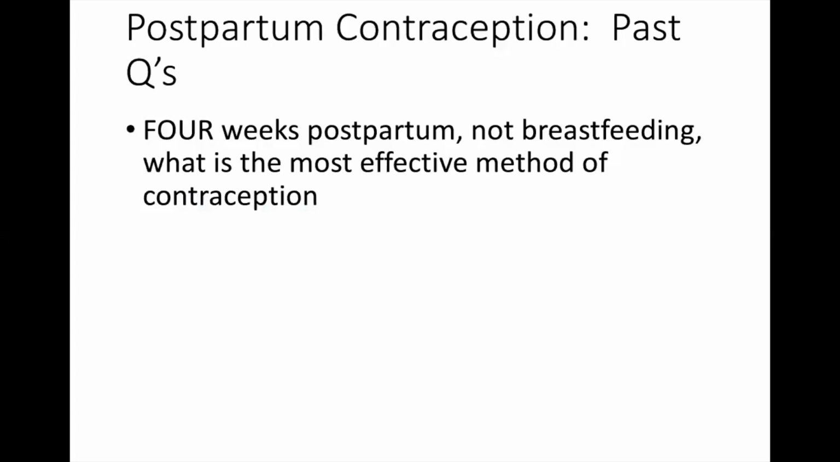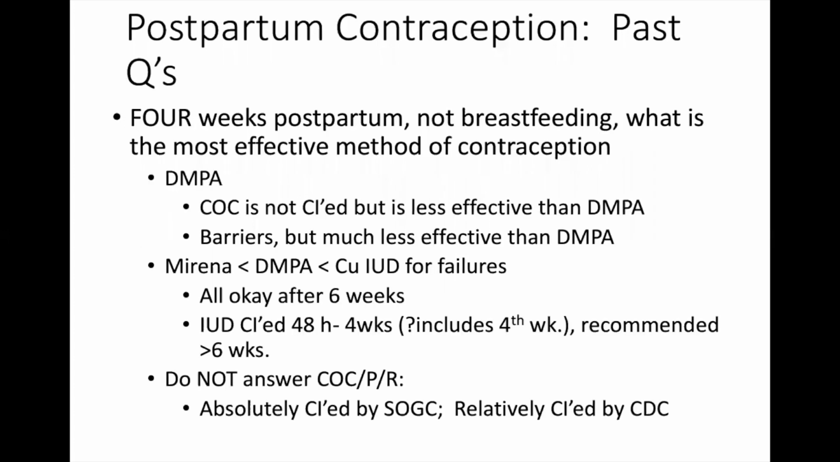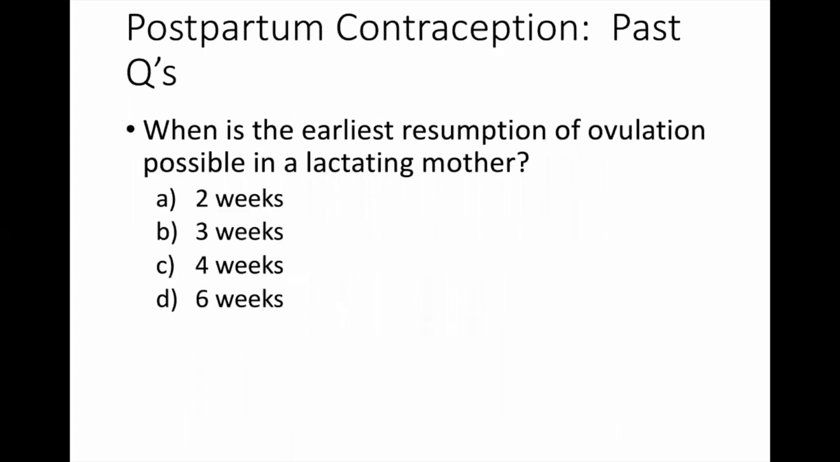Postpartum contraception, 4 weeks postpartum, not breastfeeding. What is the most effective method for contraception? The options given are all Depo, Mirena. Don't answer with combined pills because it's an absolute contraindication.